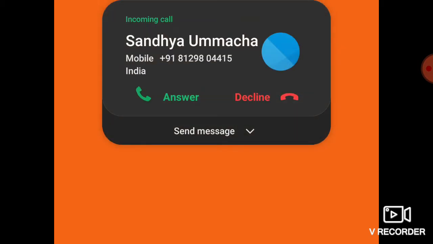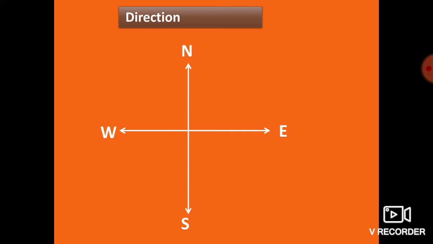Okay. Next, directions. We know here 4 directions are there. Which are the 4 directions? North, south, east and west. North and south are opposite. East and west are opposite.